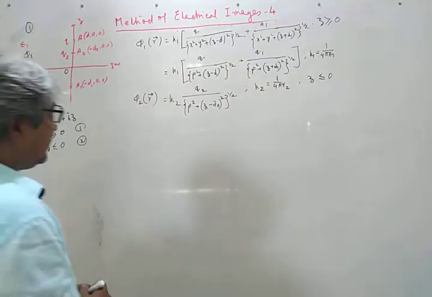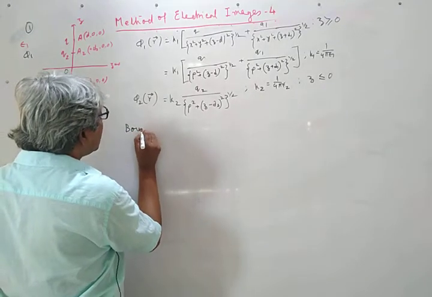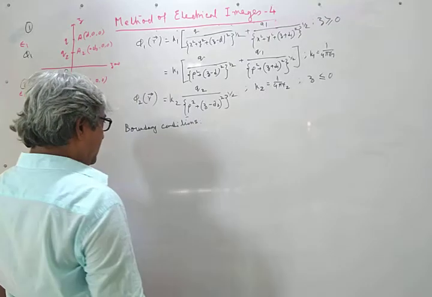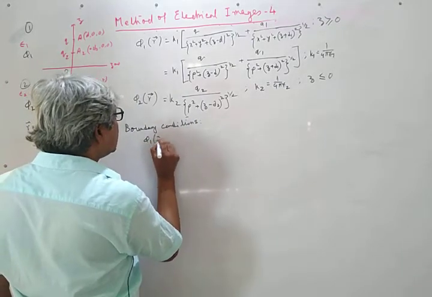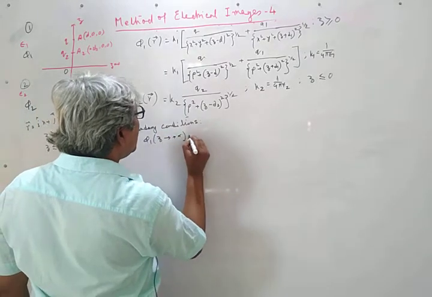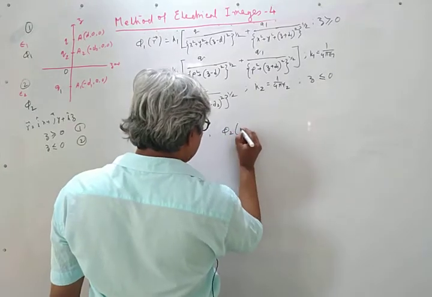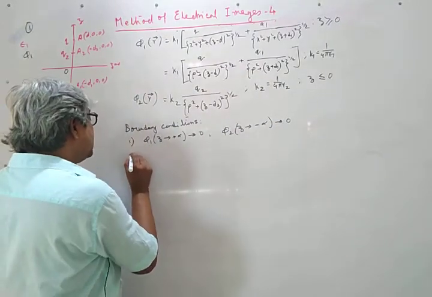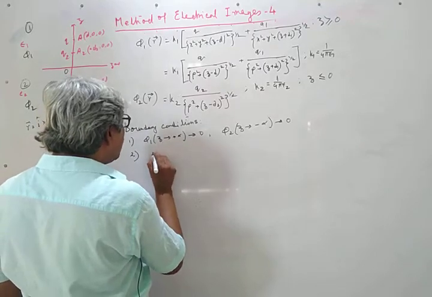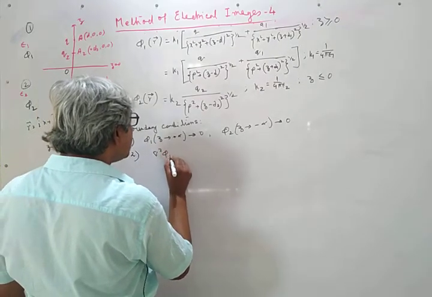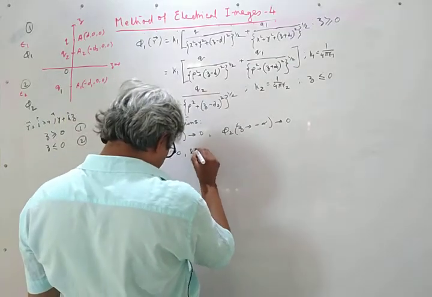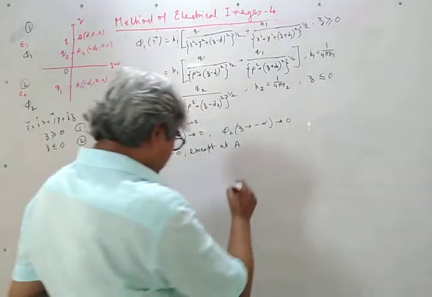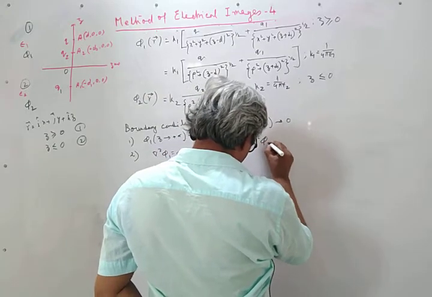Now the boundary conditions. The first boundary condition is that phi 1 as z tends to plus infinity goes to 0, and phi 2 as z tends to minus infinity goes to 0. Secondly, phi 1 is finite except at A, the location of the inducing charge, and phi 2 is finite always.